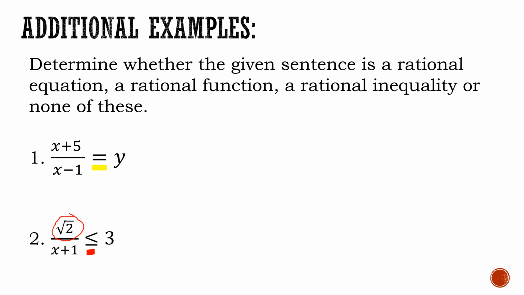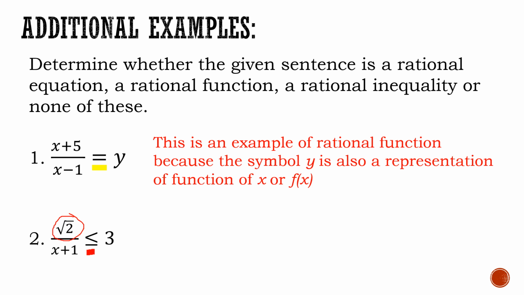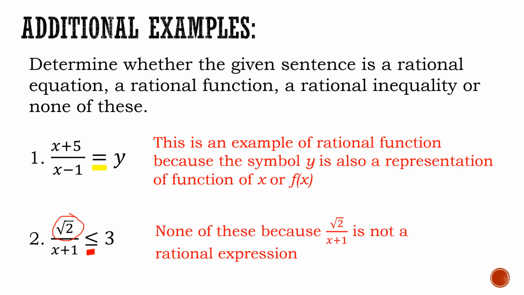So, ito po yung explanation sa inyong module. So, this is an example of rational function because the symbol y is also a representation of function x or f of x. Sa number 2 naman po, none of this because square root of 2 over x plus 1 is not a rational expression. Okay po?